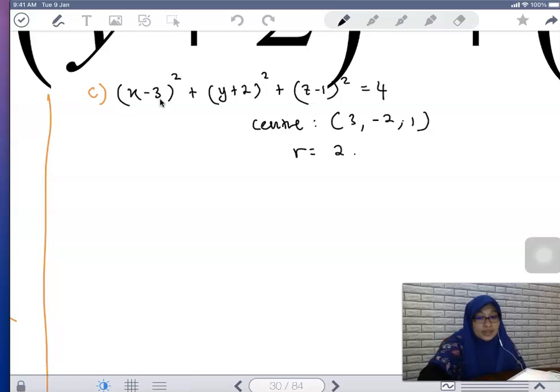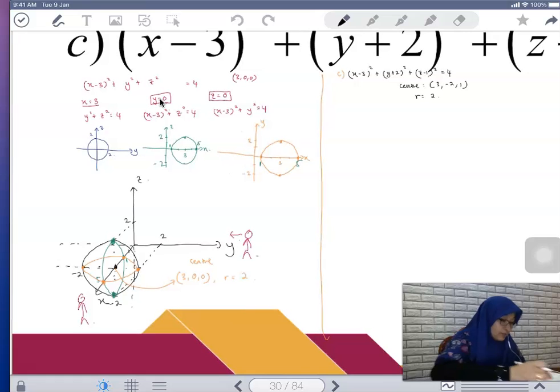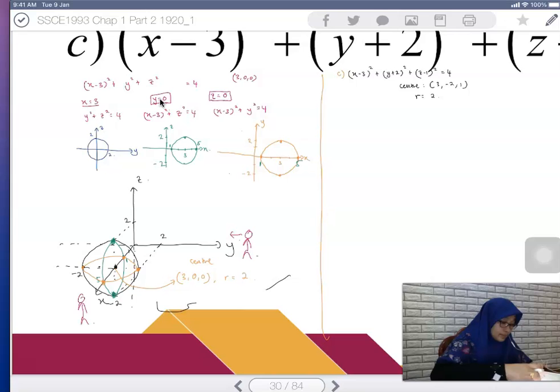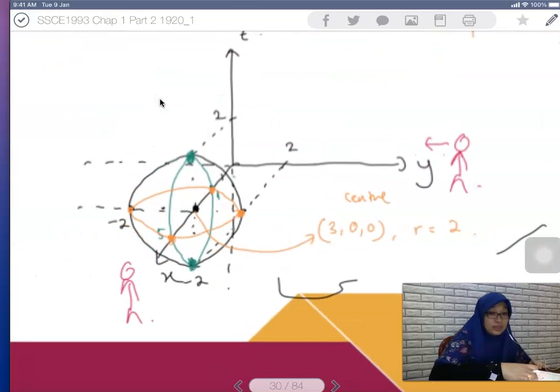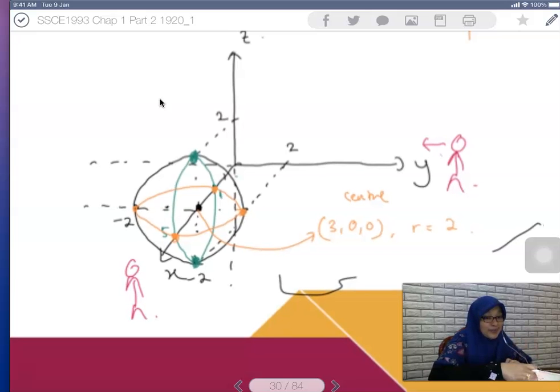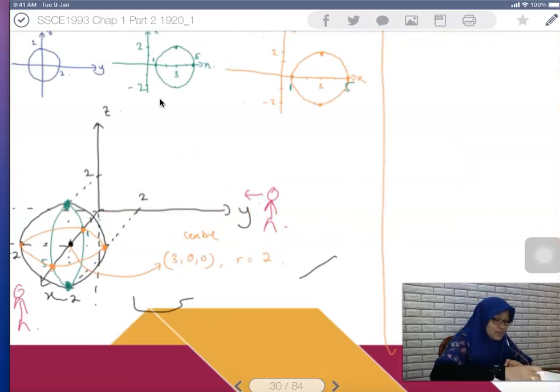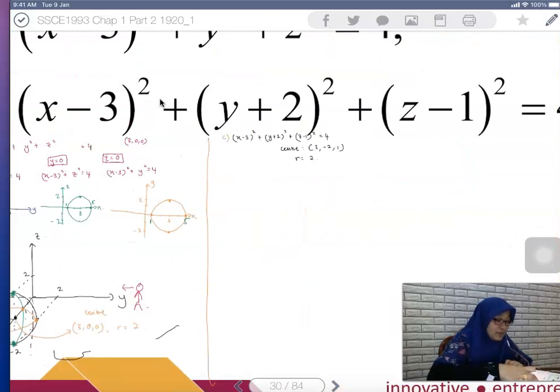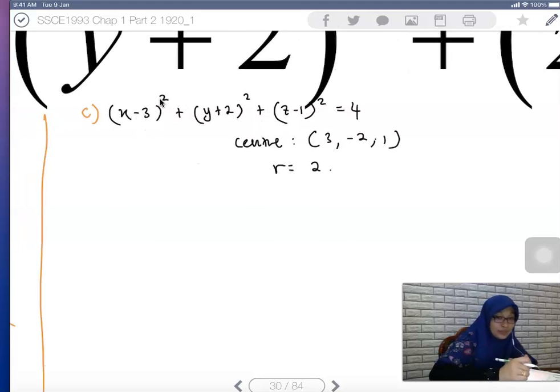Okay, then what we can see here, compared with the previous example, the thing that you want to sketch should be the same sphere, the same size of sphere, because the radius is 2. But it is shifted somewhere, where the center now is at (3, -2, 1) and r equals 2. So you need the traces.